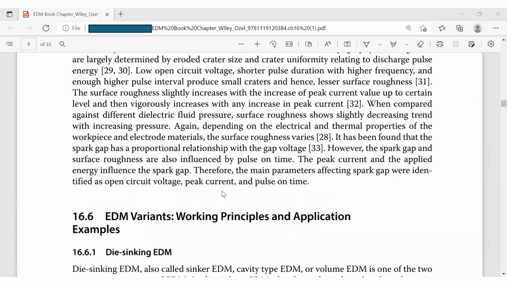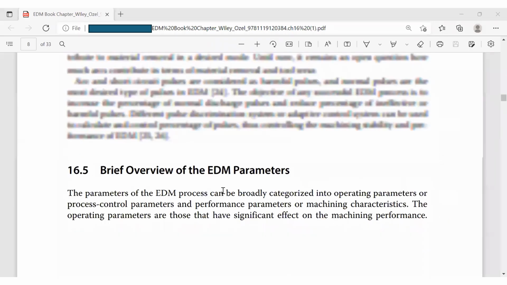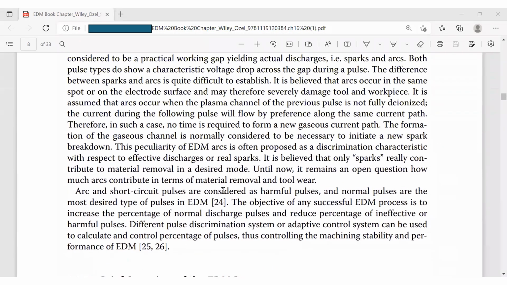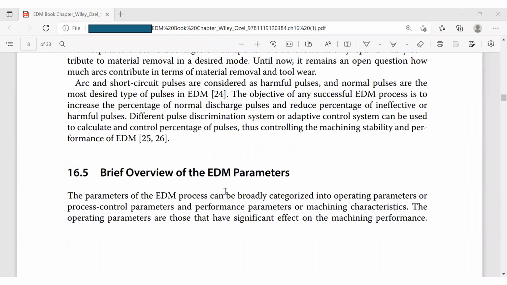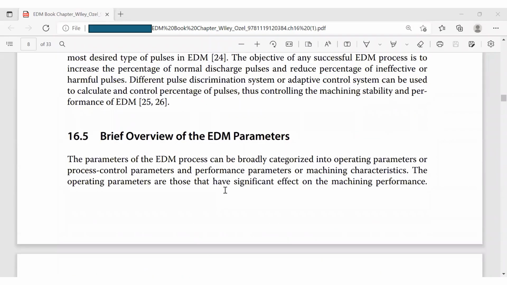In EDM, there are a lot of EDM categories, and we are going to talk about them one by one. You should know that for our final exam. I will basically ask you to tell me what these EDM variants are. So this is an overview of EDM parameters.